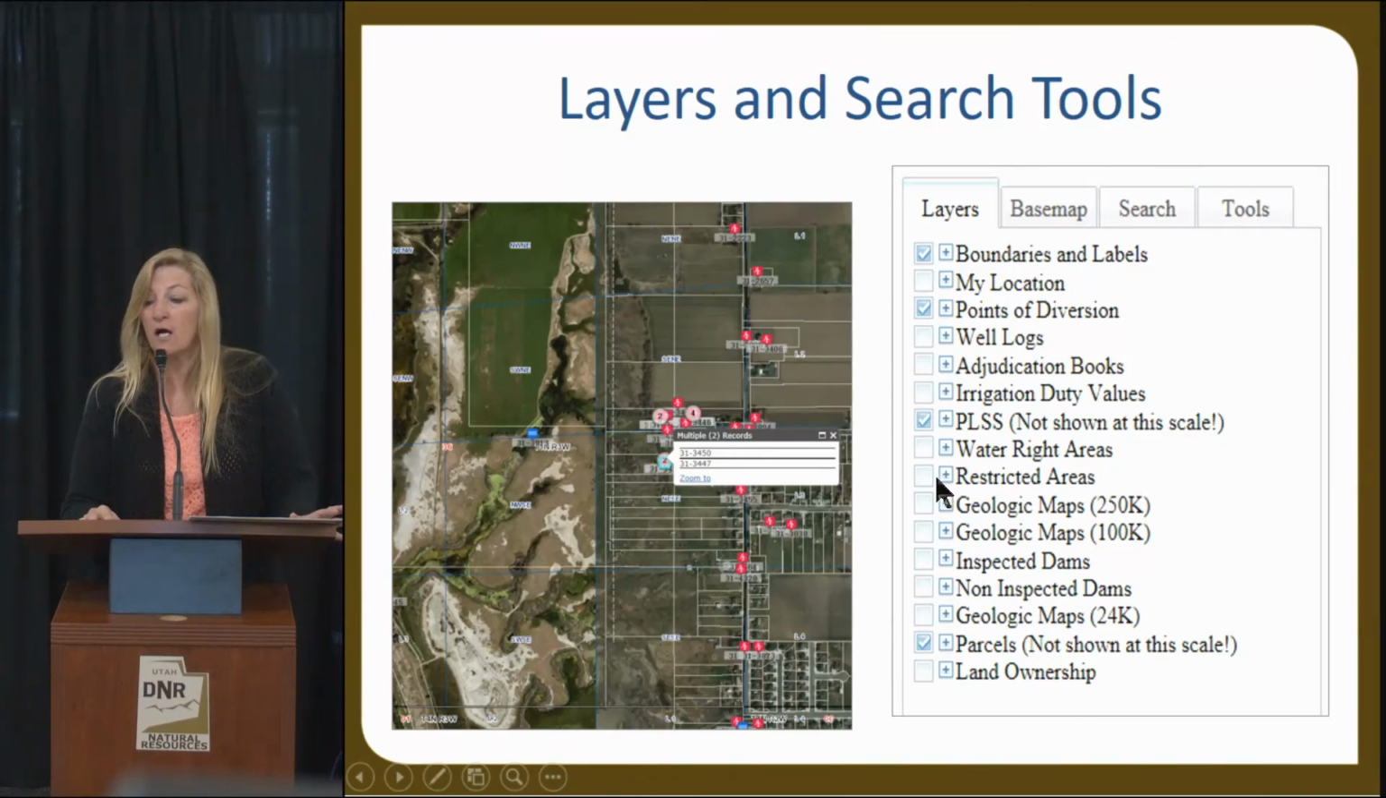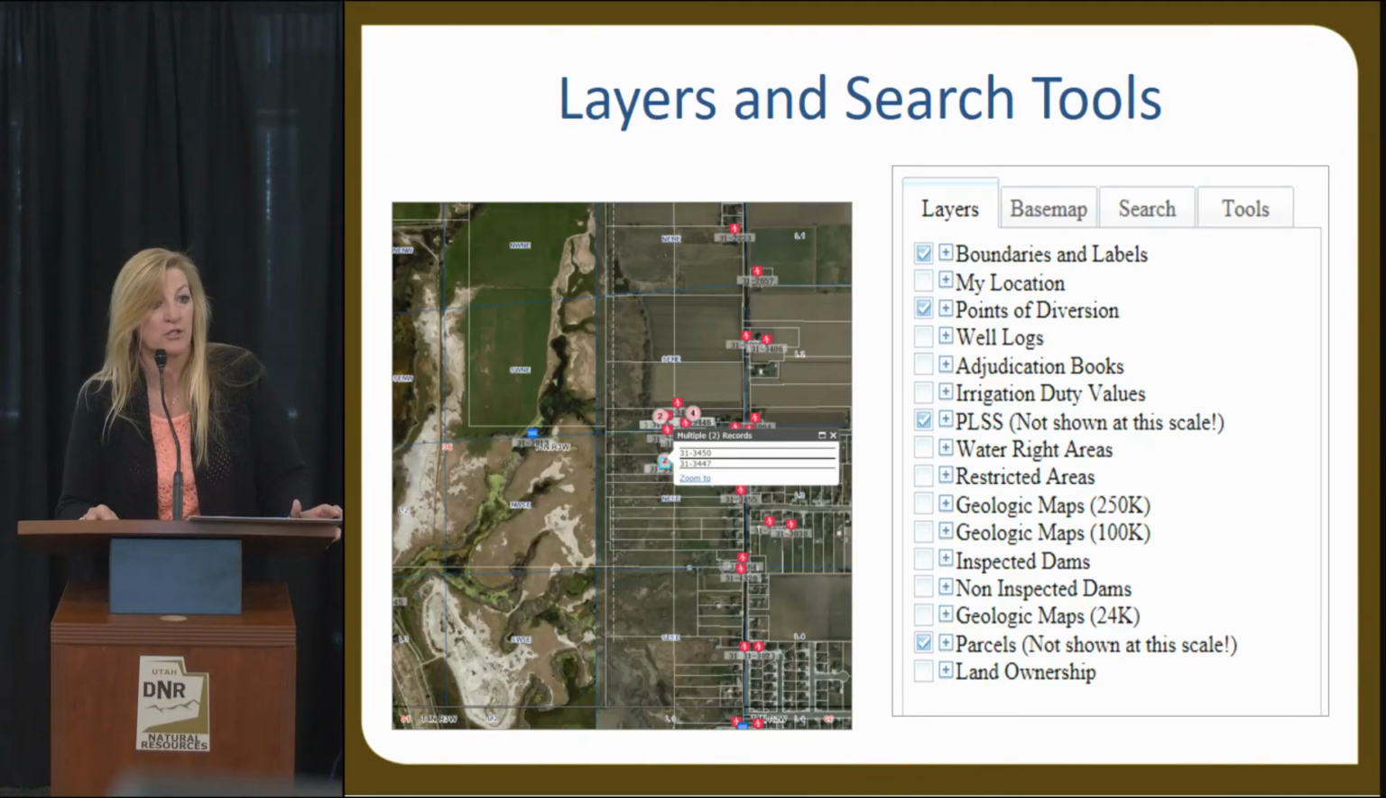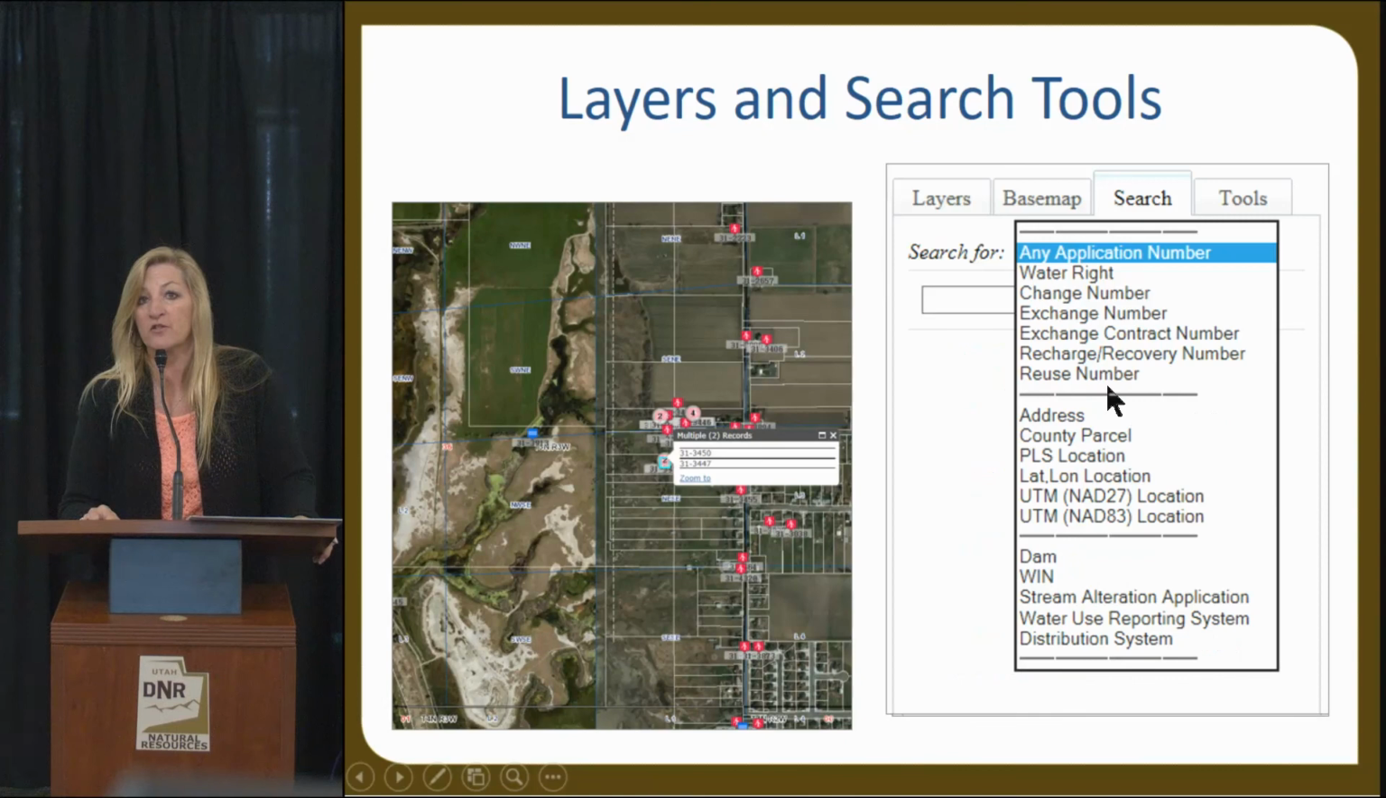There's just a lot of information here, and you can play with it and get a lot of information when you're researching for water rights. Also, this tab here is where you go to change your base map from the aerial to the USGS topo, or whatever you want. That would be the base map. We also have a search button that you can use for different types of searches.